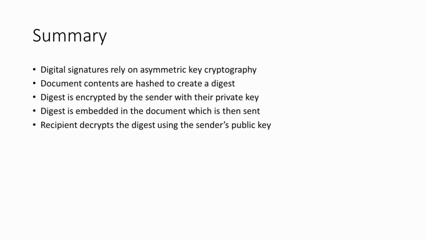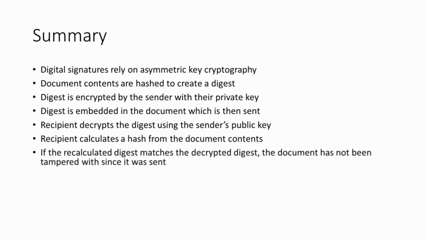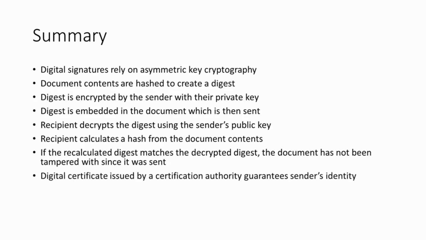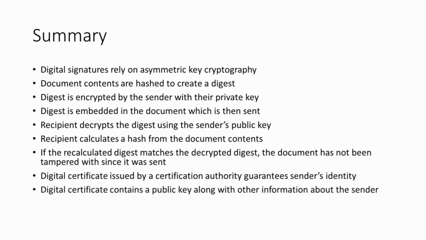The recipient decrypts the digest using the sender's public key. The recipient also calculates a hash from the document's contents using the same hash algorithm. If the recalculated digest matches the decrypted digest, it can be assumed that the document hasn't been tampered with since it was sent. A digital certificate is issued by a certification authority, which guarantees the sender's identity. The digital certificate contains a public key, along with other information about the sender, and an expiry date.